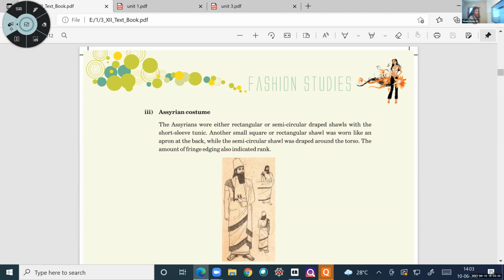Explain the remaining, Malavika. Higher ranked people wore elaborately draped large woven shawls edged with fringes and tassels, and lower ranked people wore simple linen skirts. Okay.